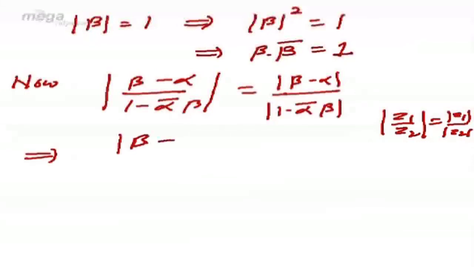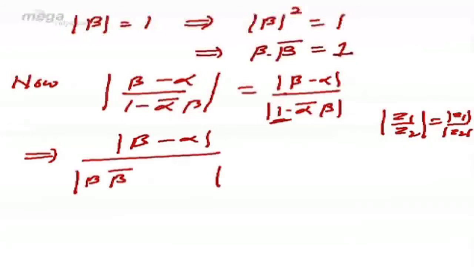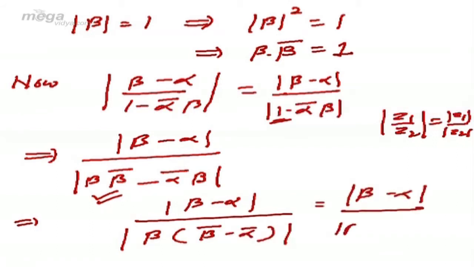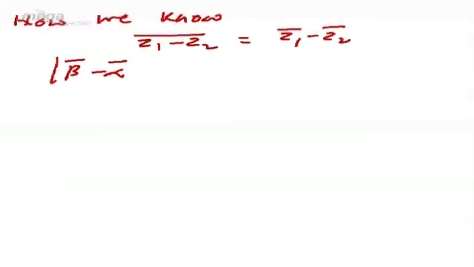Now the numerator is mod of beta minus alpha. In the denominator, you write 1 as beta into beta bar. This 1 can be written as beta into beta bar minus alpha bar beta. This will become mod of beta minus alpha divided by mod of beta, taking beta as common, beta bar minus alpha bar, that is mod of beta minus alpha divided by mod of beta into mod of beta bar minus alpha bar. Now we know from the properties of conjugate that (z1 minus z2) whole bar can be written as z1 bar minus z2 bar. So beta bar minus alpha bar can be written as (beta minus alpha) whole bar.